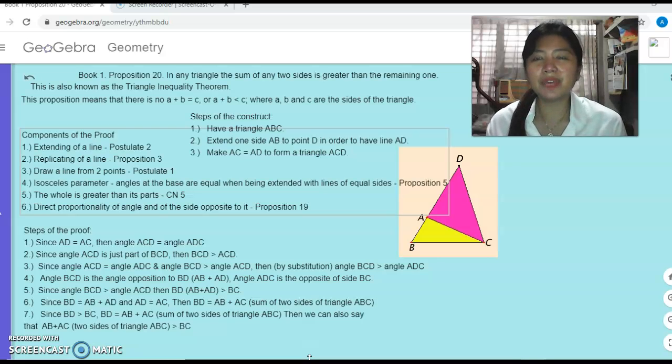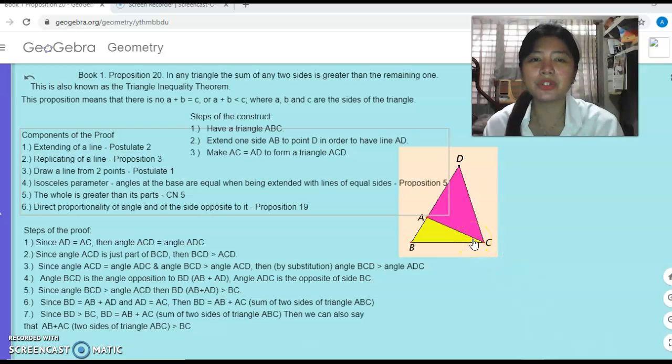Proposition 20: in any triangle, the sum of any two sides is greater than the remaining one. It is also known as the triangle inequality theorem. So it's basically telling us that the sum of two sides of a triangle is always greater than the third side, never equal and never less than. And to show consistency for that proposition, here's our figure.